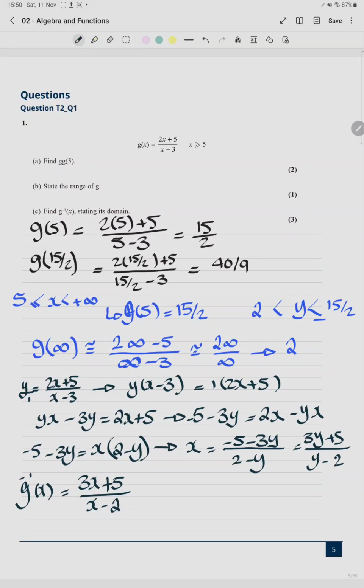They are asking for the domain of g inverse. We know by definition that the domain of g inverse is the same as the range of g. So it'll be between 2 and 15 over 2.